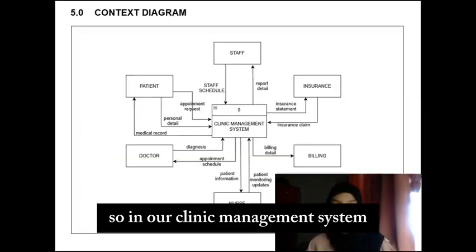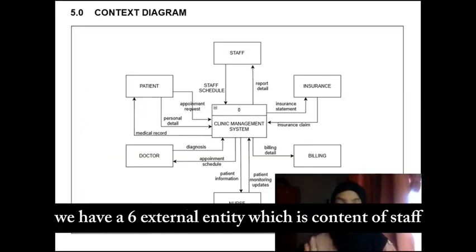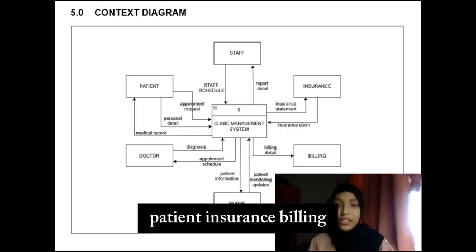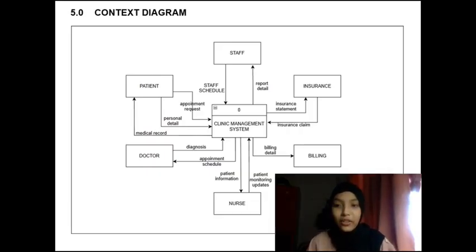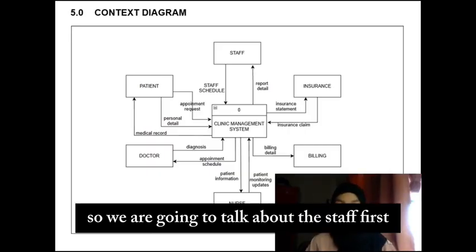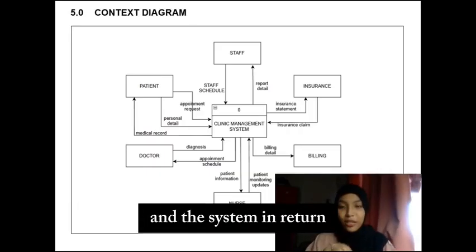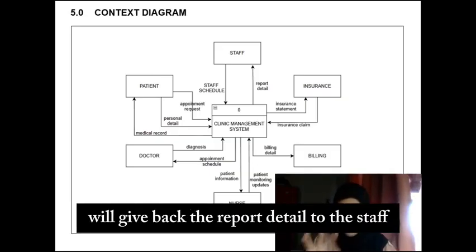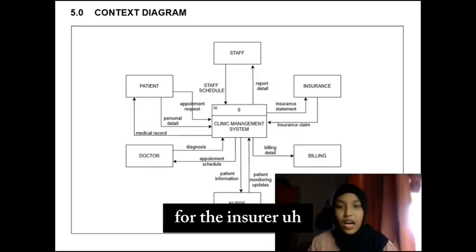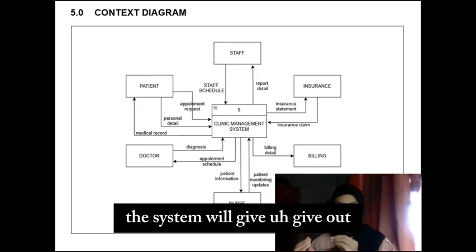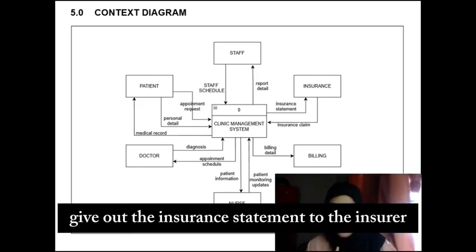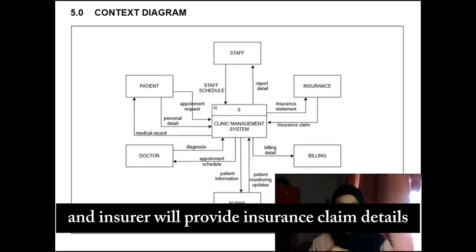In our clinic management system, for the context diagram, we have 6 external entities, which are staff, patient, insurance, billing, doctor, and nurse. We are going to talk about the staff first. Staff will provide the staff schedule to the system, and the system in return will give back the report detail to the staff. For the insurance, the system will give out the insurance statement to the insurance, and insurance will provide insurance claim details.